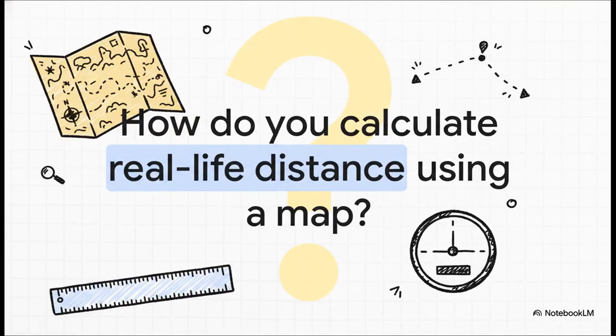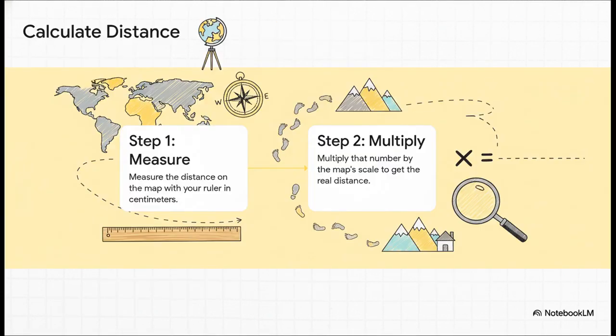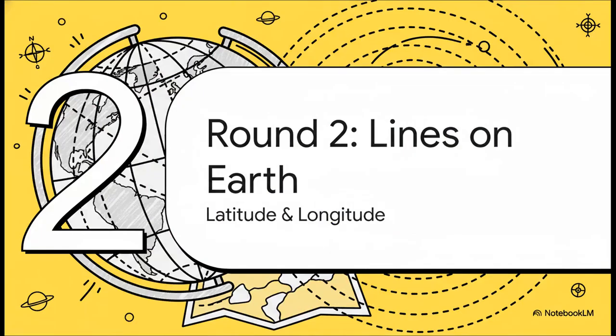Okay, last question for this round, and this one is super practical. Let's say you've got a map and you've got a ruler. How do you actually figure out the real distance between two places? It's just two easy steps, seriously. First, you measure the distance on the map. Then, you multiply that number by the map's scale, and boom, you've just turned a few centimeters on paper into actual kilometers in the real world. How cool is that? Fantastic work on round one.